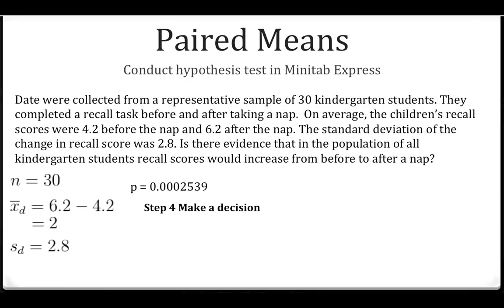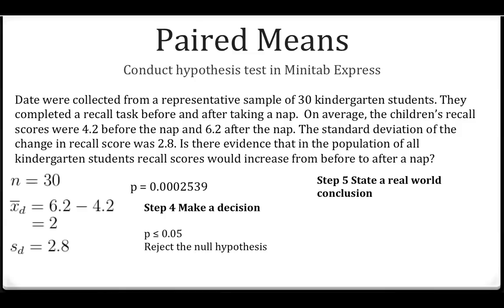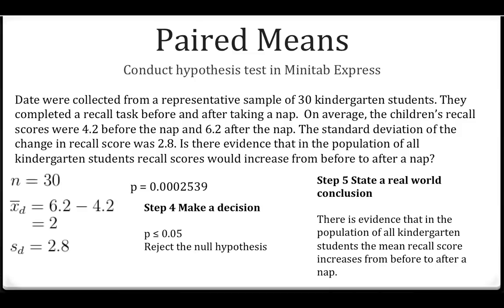Step 4 is to make a decision. We use our p-value to determine whether we should reject or fail to reject the null hypothesis. Our p-value is very small. It's less than 0.05, so we reject the null hypothesis. Step 5, state a real-world conclusion. There is evidence that in the population of all kindergarten students, the mean recall score increases from before to after a nap.